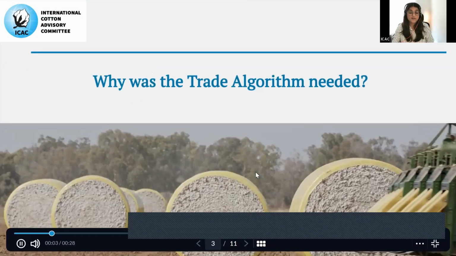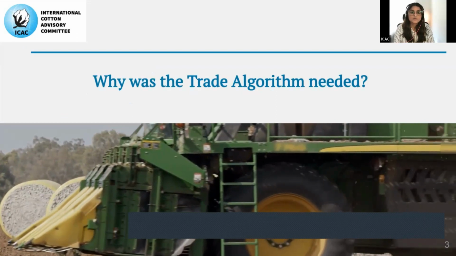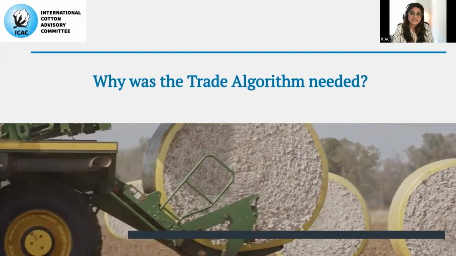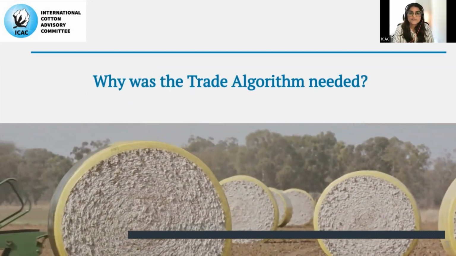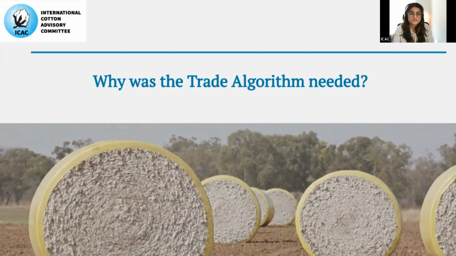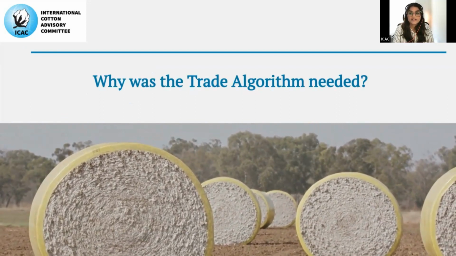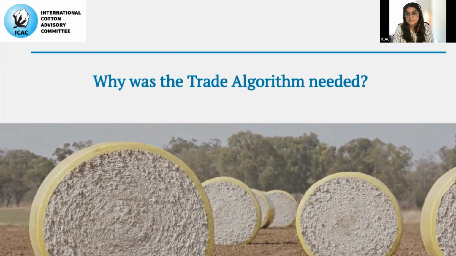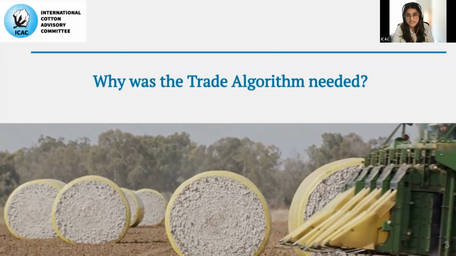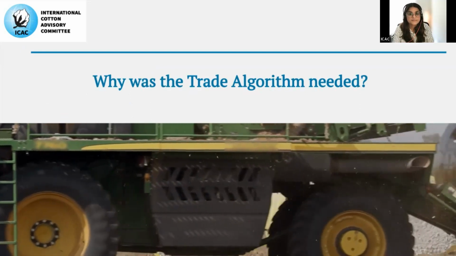So the first question is, why was the trade algorithm needed? Now, when working with the trade data, we encountered some issues during the data collection stage. One common problem we faced was with the discrepancies in reported export and import figures between countries. For example, if country A reported exporting 1,000 tons to country B, but country B reported importing 1,200 tons from country A, this would result in a mismatch of primary and mirror data.